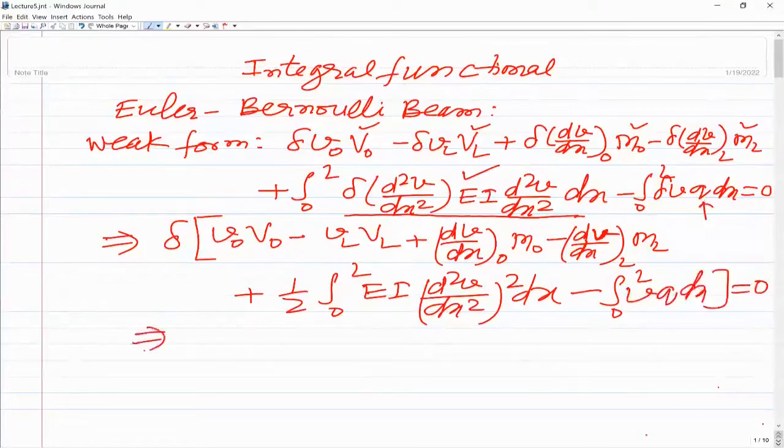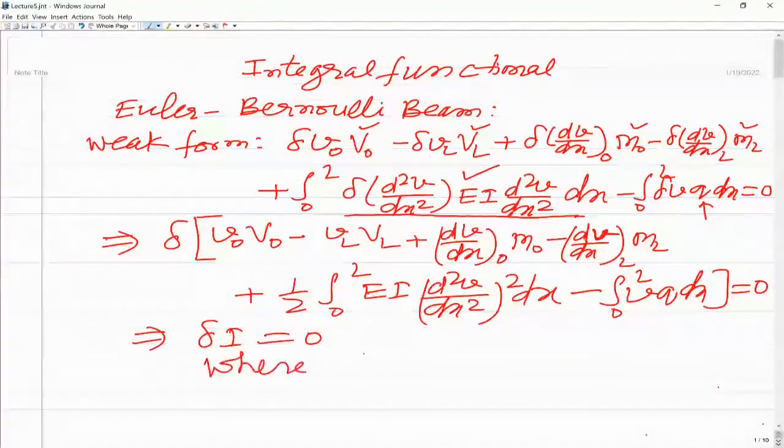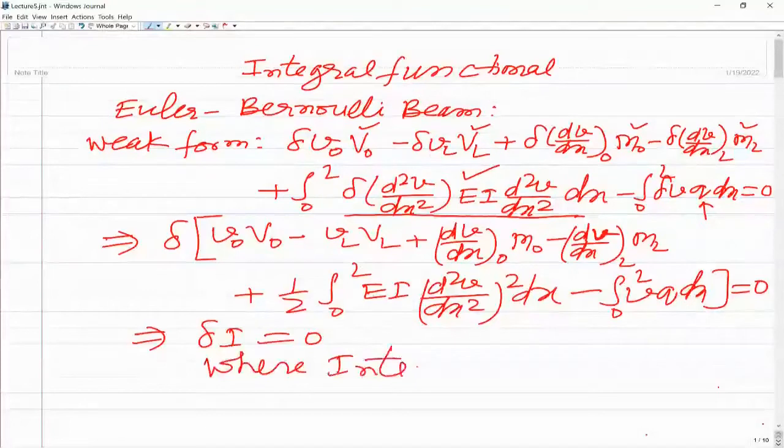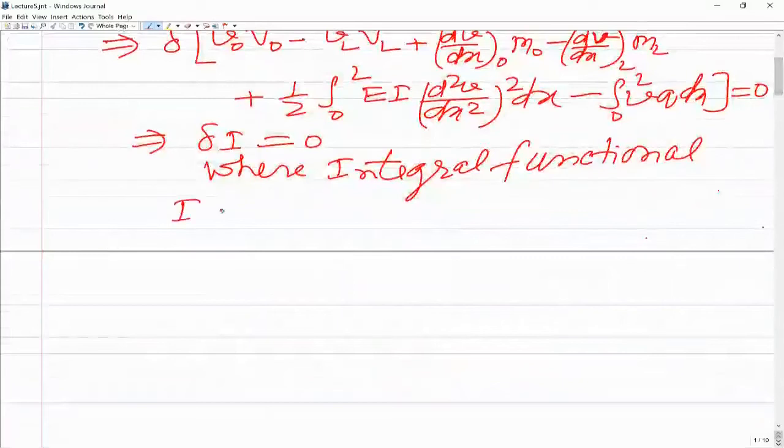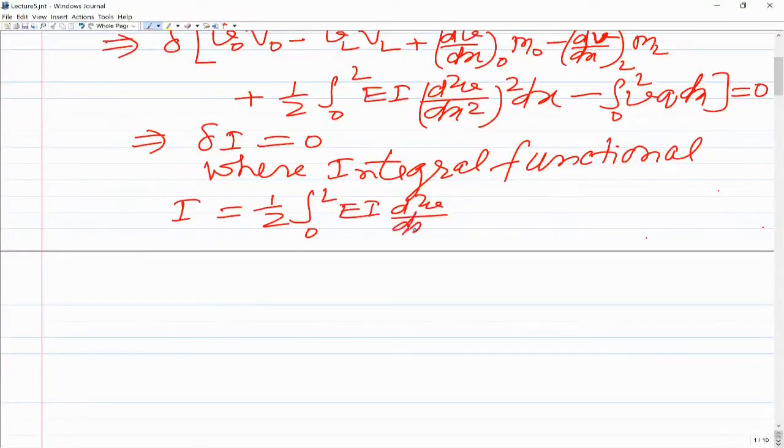So we write this as delta of I equal to 0, where the integral functional I is nothing but what we have written inside the bracket. So the integral functional I is equal to, let me first write this strain energy term, which is half of integration 0 to L EI (d2v by dx square) whole square dx.